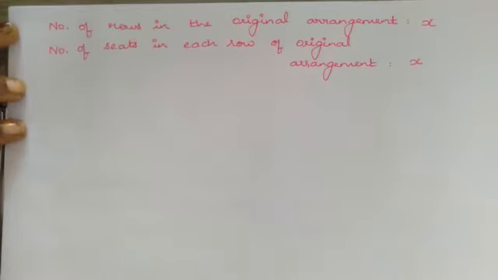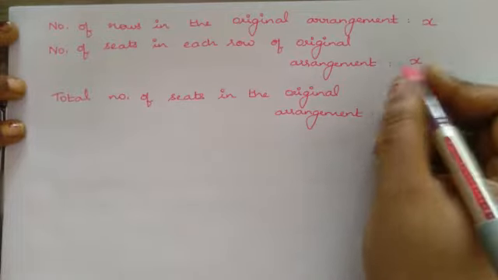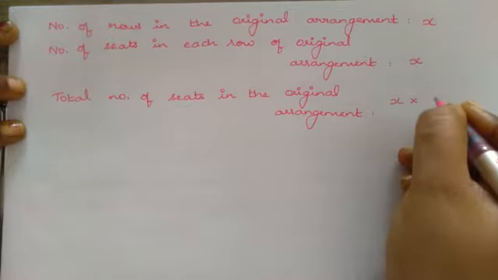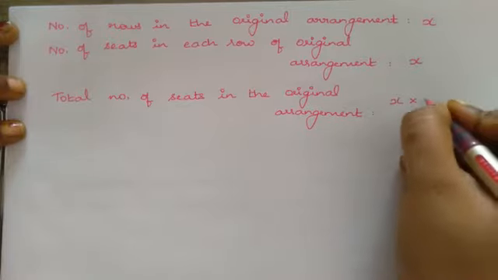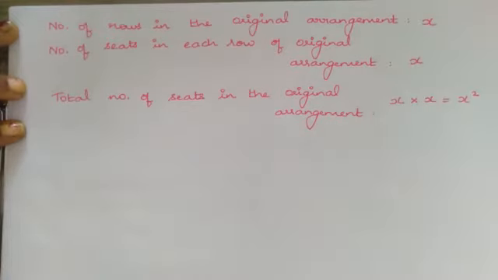Why are both x? Because it is mentioned in the question that the number of rows is equal to the number of seats in each row. That is, the number of rows and columns are equal. Now we are going to identify the total number of seats in the original arrangement. The total number of seats will be nothing but the number of rows times the number of columns, that is x into x, which is x square. So we have x square seats in the original arrangement.